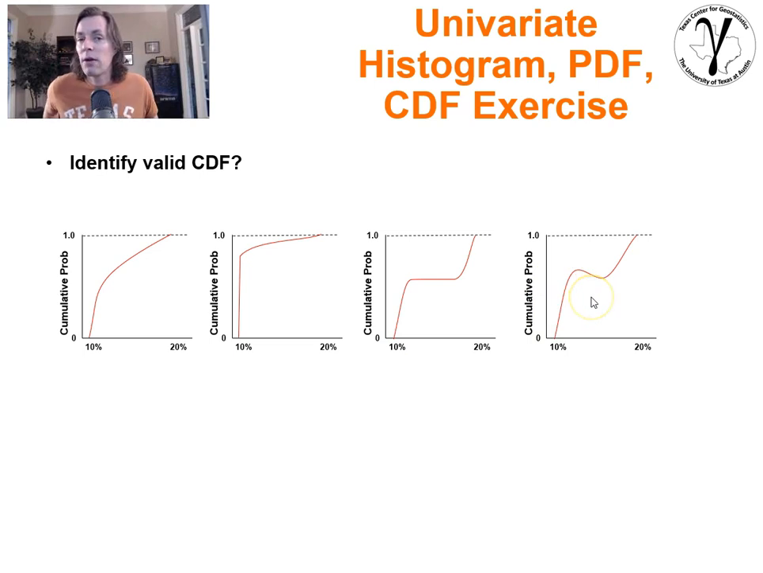What about this one right here? Well, this is the one where we go, something's wrong here. We rise up, so far so good, so far so good. But then from here to here, we have negative slope. The negative slope would indicate that we have negative probability, which is not possible. And so there's something wrong with that CDF right there.